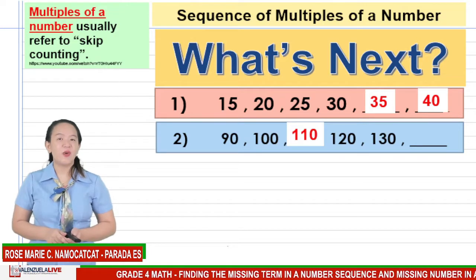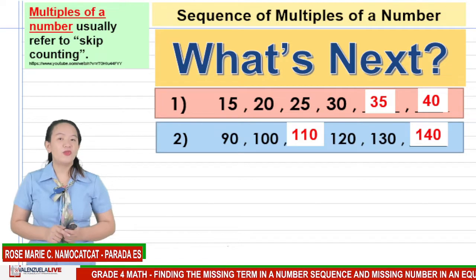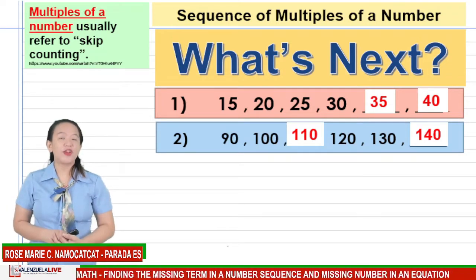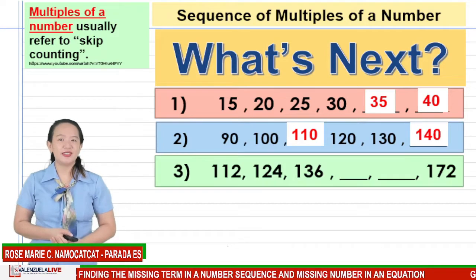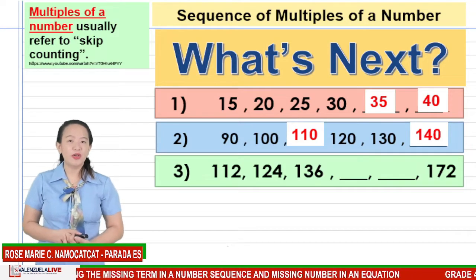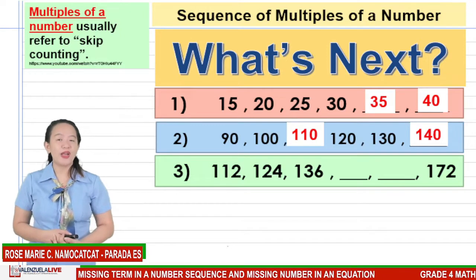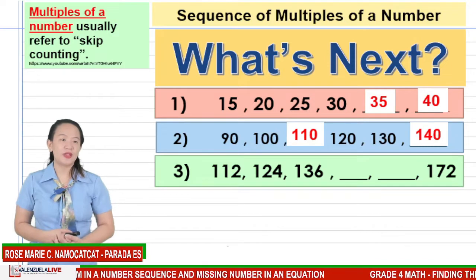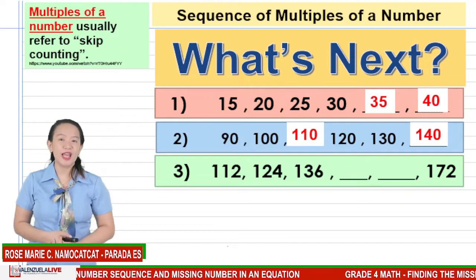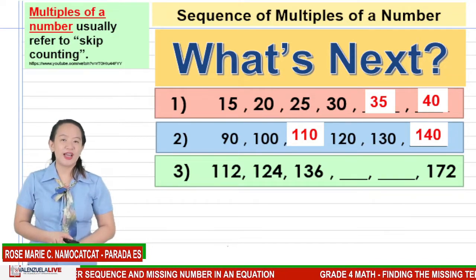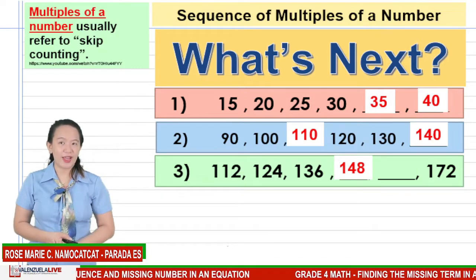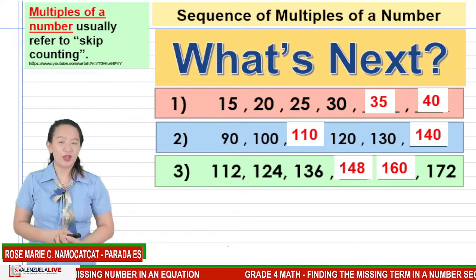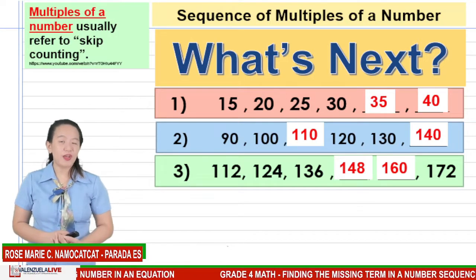The answer is 110 and 140. In that example, we are in the multiples of 10. Okay, very good. Number 3: 112, 124, 136, blank, and 172. So what will be the answer? For that, we have 148 followed by 160. As you can see in number 3, we are in the multiples of 12.